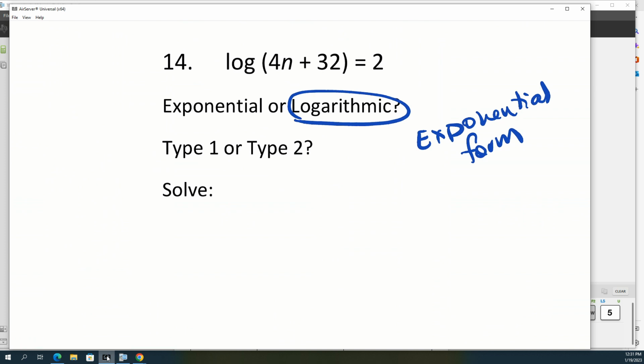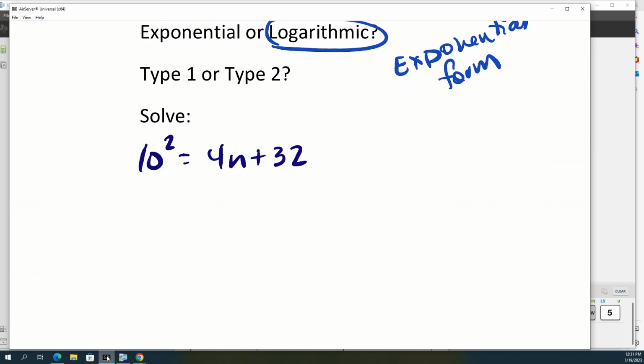All right, so exponential form is what we just did on number 2. But this one doesn't have a base. So what is the base when there's no base? Good, base 10. All right, so we would write that 10 to the second is equal to 4n plus 32. Okay, and then from there, it's just solving for n.